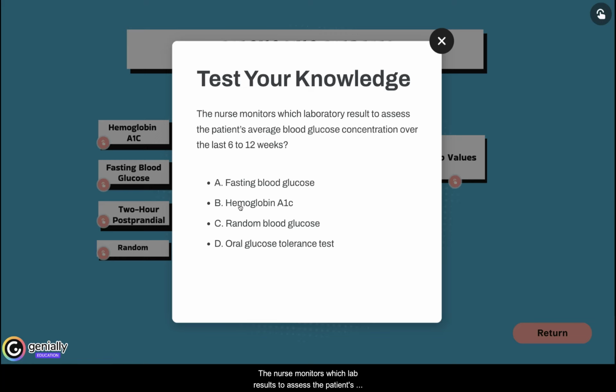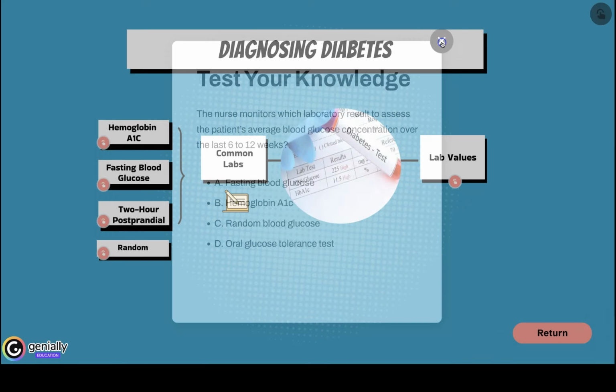So let's test your knowledge. The nurse monitors which lab results to assess the patient's average blood glucose concentration over the last 6 to 12 weeks, or say 90 to 120 days. Okay, let's see, did you guess B? B is the answer. Remember we said hemoglobin A1C, HbA1c, is what we check to give us an average over the past 90 to 120 days.